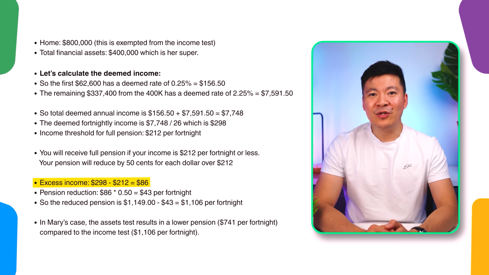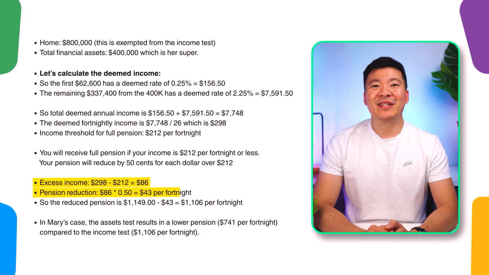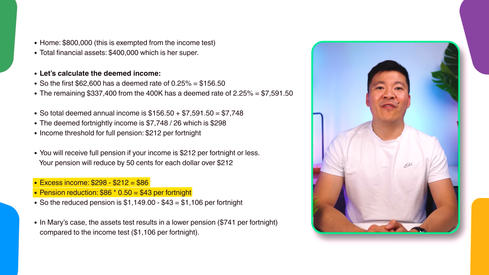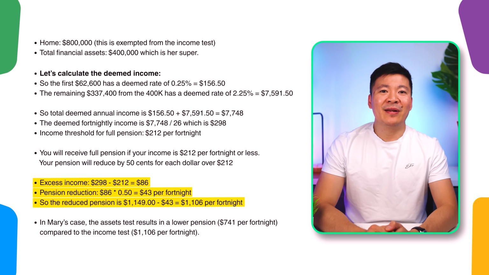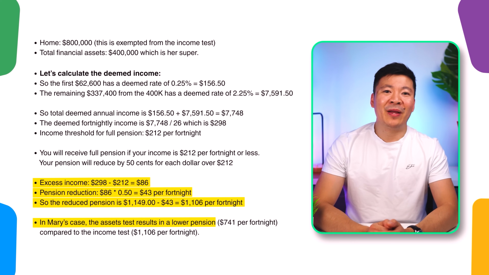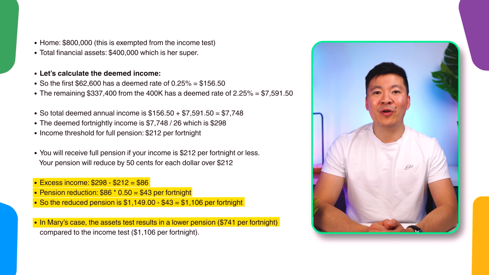Excess income equals $298, take $212, which is $86. Then the pension reduction is $86 times 0.5, which is $43 per fortnight. So the reduced pension is $1,149, take $43, which is $1,106 per fortnight. In Mary's case, the assets test results in a lower pension, which is $741 per fortnight, compared to the income test, which is $1,106 per fortnight. Therefore, the assets test will determine her age pension amount.